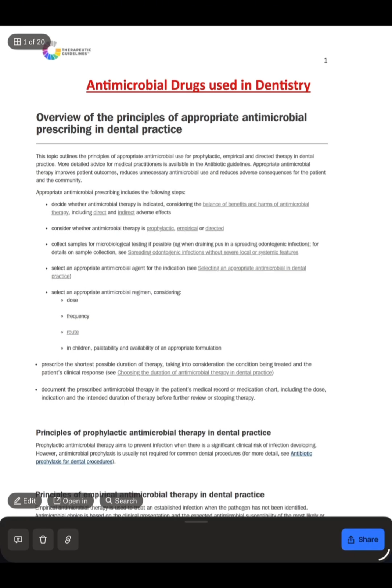Okay, so this is chapter number 5. And in this chapter, we will explore how to choose the right antibiotic for the right infection. We'll also understand resistance patterns, and we'll also learn safe prescribing practices to ensure the best patient outcomes.